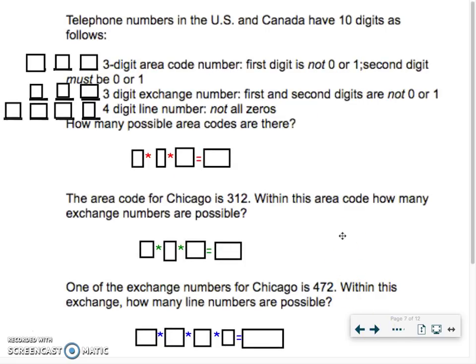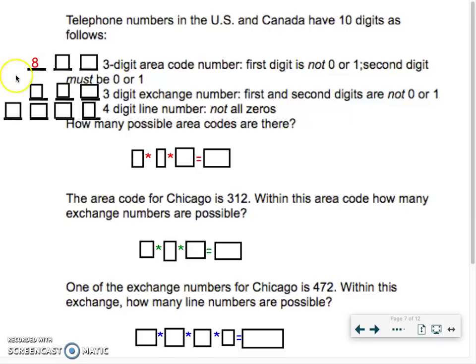All right, so now for the telephone example. It says that telephone numbers in the US and Canada have 10 digits as follows. So we have a 3-digit area code number, in which the first digit is not 0 or 1, and the second digit must be 0 or 1. So if we look at this one specifically, up at the top here, if the first digit cannot be 0 or 1, we only have the numbers 2 through 9. So that only leaves us 8 options.